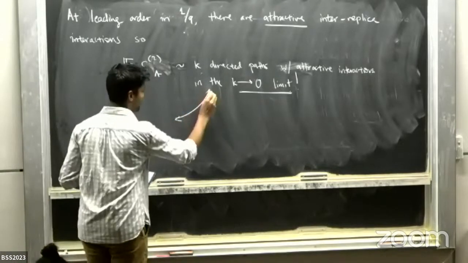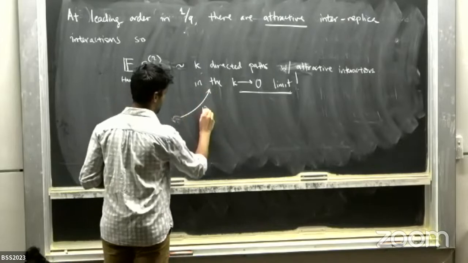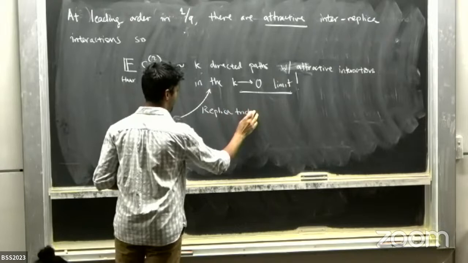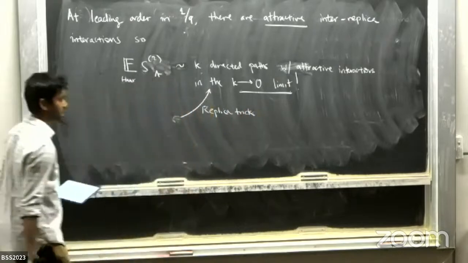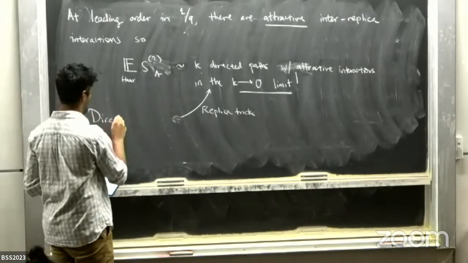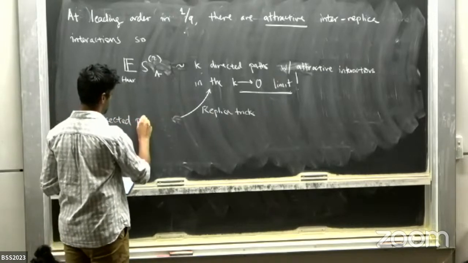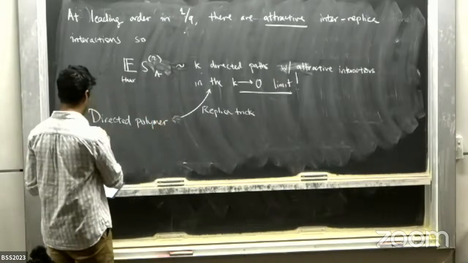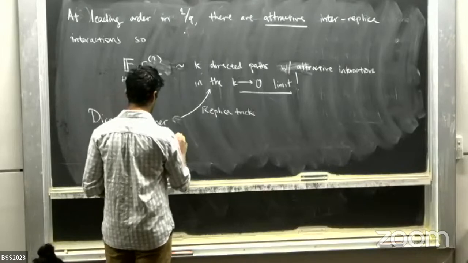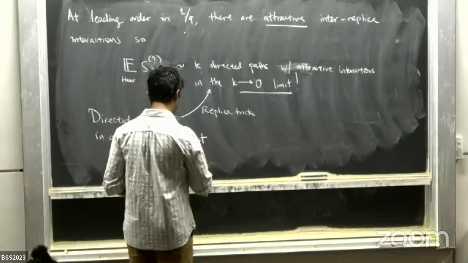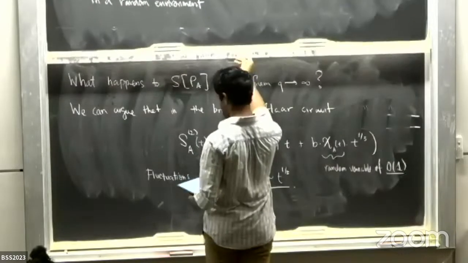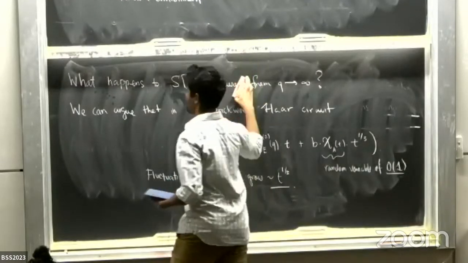This is the replicated description. This is a different replica trick that you would do to calculate the quenched average free energy of a classical statistical mechanics problem. This is the replicated description of the problem known as the directed polymer in a random environment, and the directed polymer in a random environment has the following description. I'll finish.